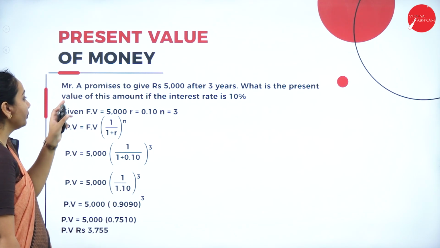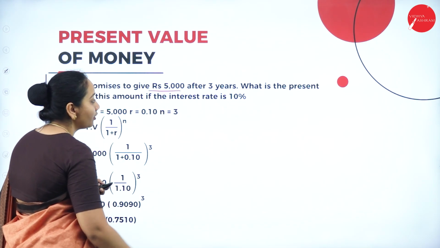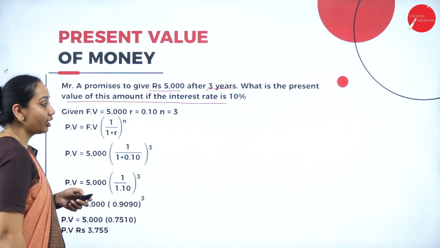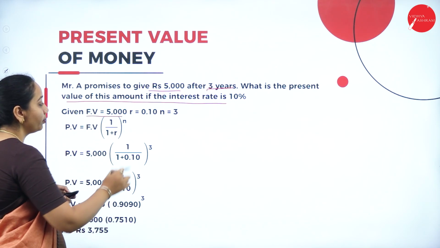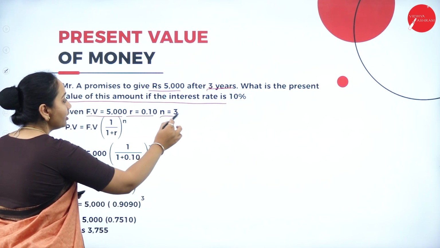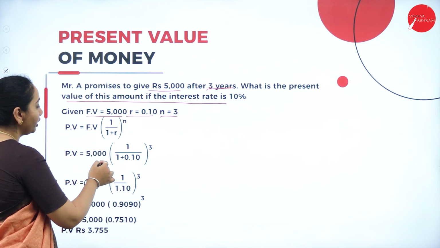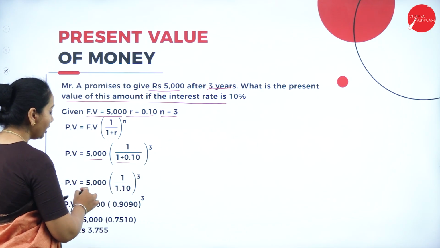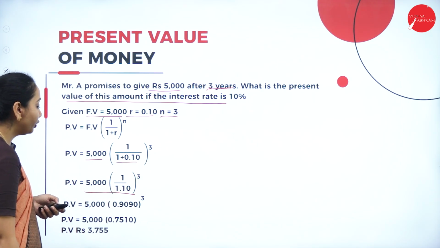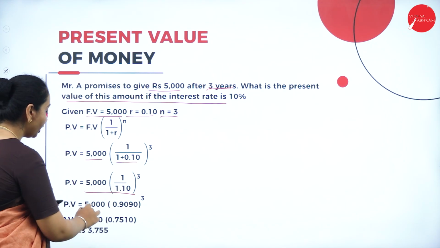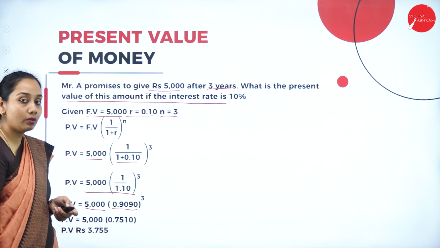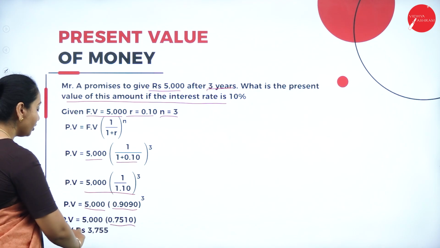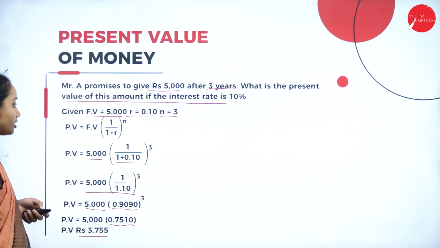So the first question: Mr. A promises to give rupees 5,000 after 3 years. What is the present value of this amount if the interest rate is 10%? So future value is 5,000 rupees, r is 0.10, n is equal to 3. By substituting all the values, 5,000 into 1 divided by 1.10 to the power of 3, which gives 0.7510. So the present value is 3,755.